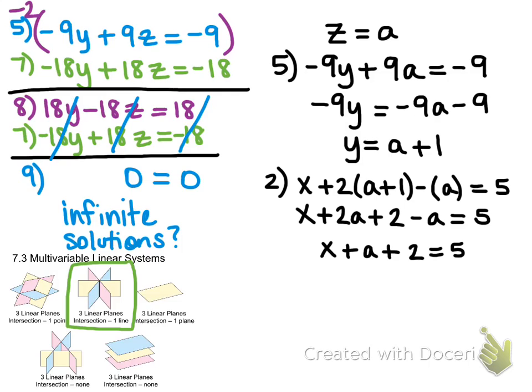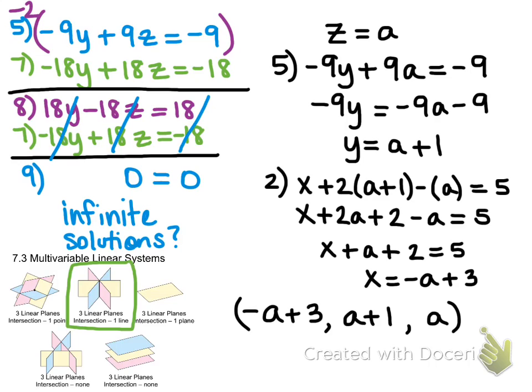I want x by itself, so x is going to equal negative a plus 3. So whatever z is, x is always negative that number plus 3. So I write them as an ordered triple. Negative a plus 3, comma a plus 1, comma a. It's not just any random numbers. These three have a relationship together, and this is their relationship.